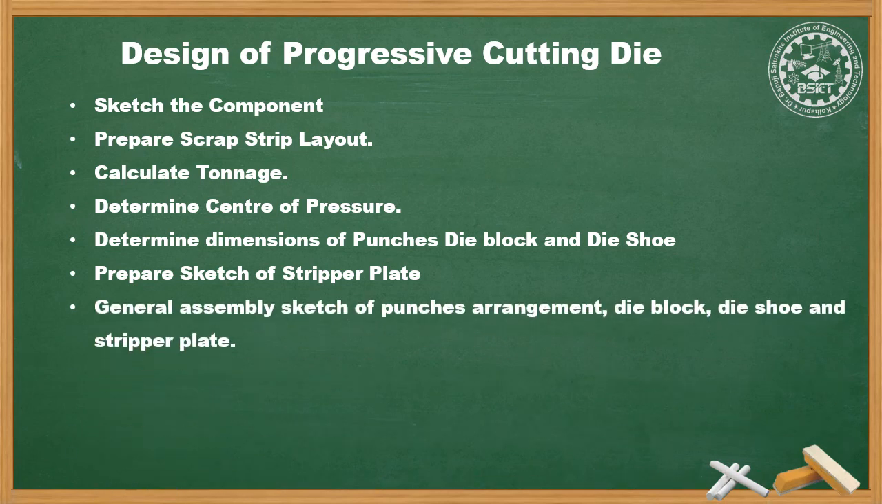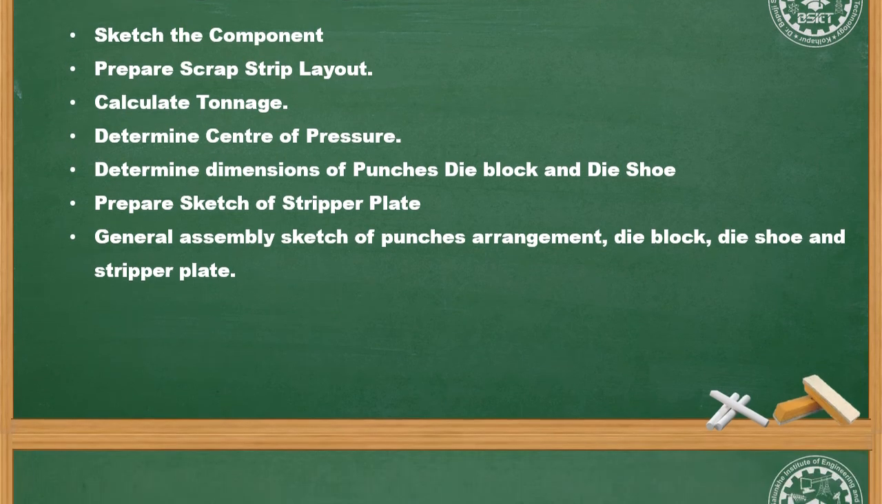And the last part is the general assembly sketch of the punch arrangement, die block, die shoe and stripper plate. All the parts designed are assembled so as to produce the required component. So these are the required steps for the design of a progressive cutting die.